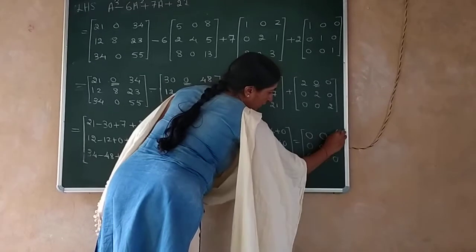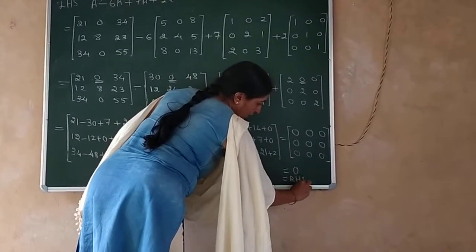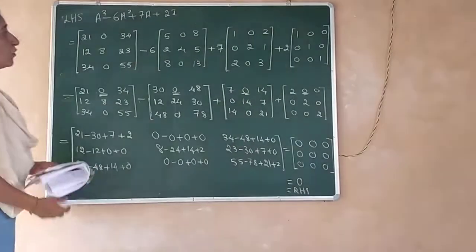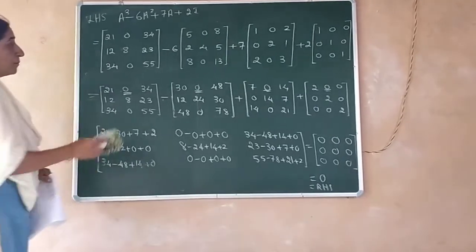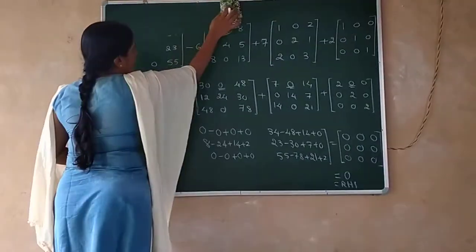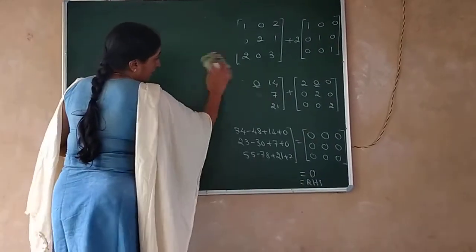And you know how to write the 0 matrix. It will be written as 0. This is nothing but RHS. You know, I think you are following this example. This is a very important example for 5 marks in part D. Now I am giving you a similar example as an assignment for your practice. Write down that example.